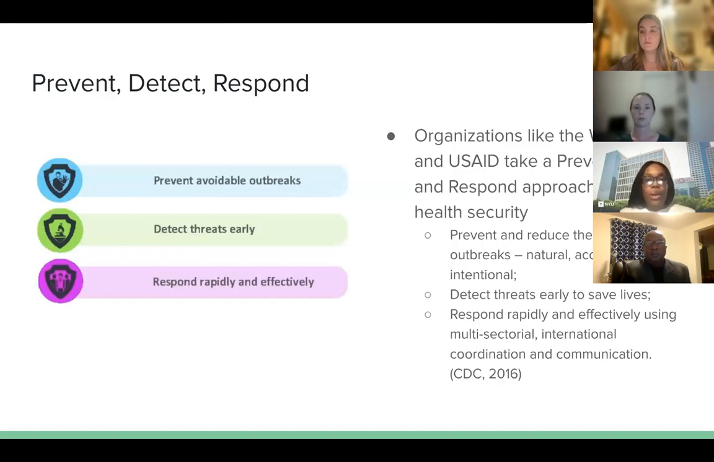Organizations like the World Health Organization, Centers for Disease Control and Prevention, and the United States Agency for International Development have adopted a prevent, detect, and respond approach to global health security. The first step is prevention. Prevention is key in this approach because it allows health professionals to take the appropriate measures at preventing disease and avoidable deaths and reducing the burden of healthcare costs. Detecting threats early allows people to prepare for and take the necessary actions to prevent disease. And responding entails taking action towards detected diseases and being able to contain the impact of it.